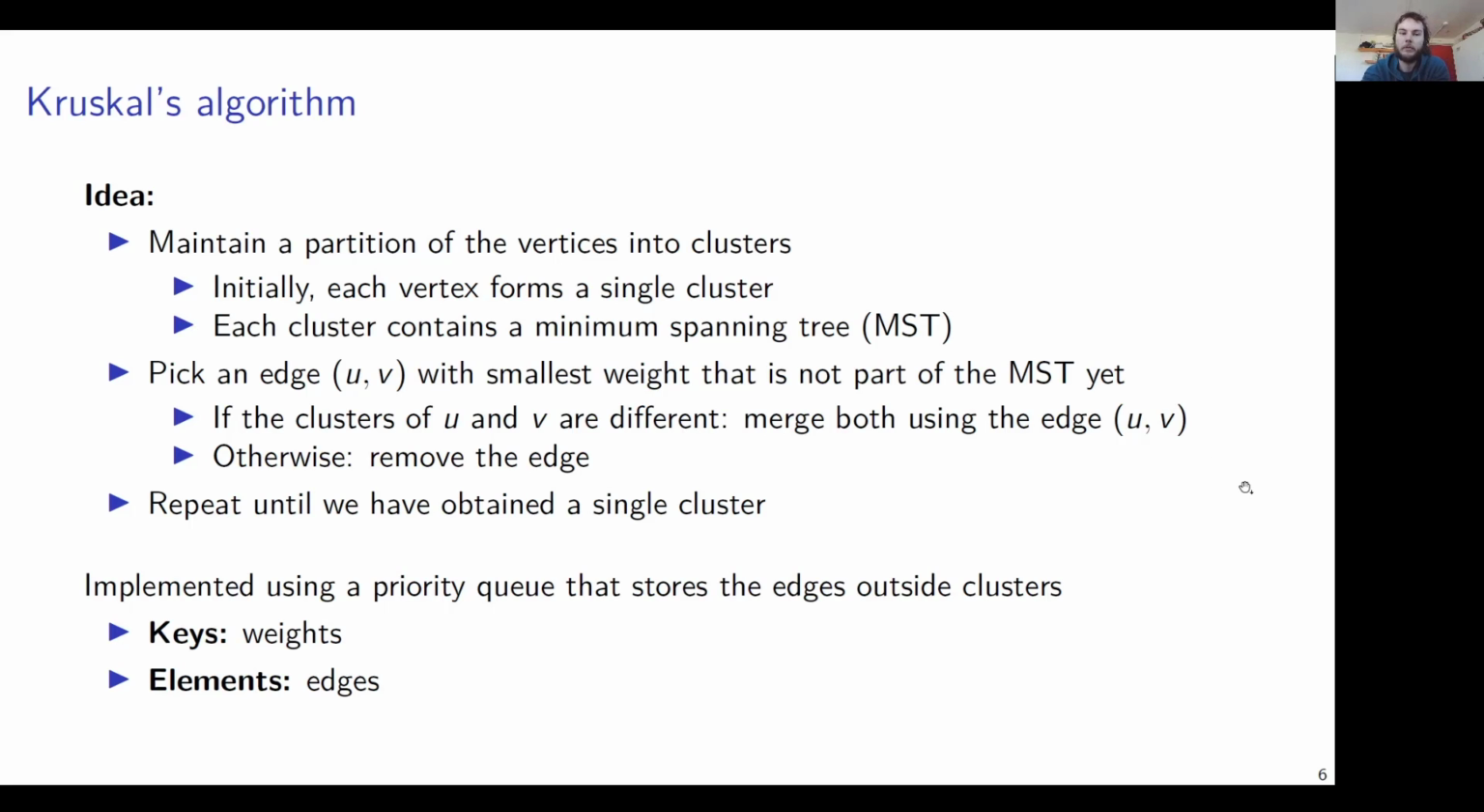The other algorithm that we can use to find such a minimum spanning tree is Kruskal's algorithm. And it is similar, but a bit different. So instead of maintaining one cluster, we're now maintaining a partition of clusters. So we're partitioning the vertices into different clusters. And initially each vertex forms a single cluster.